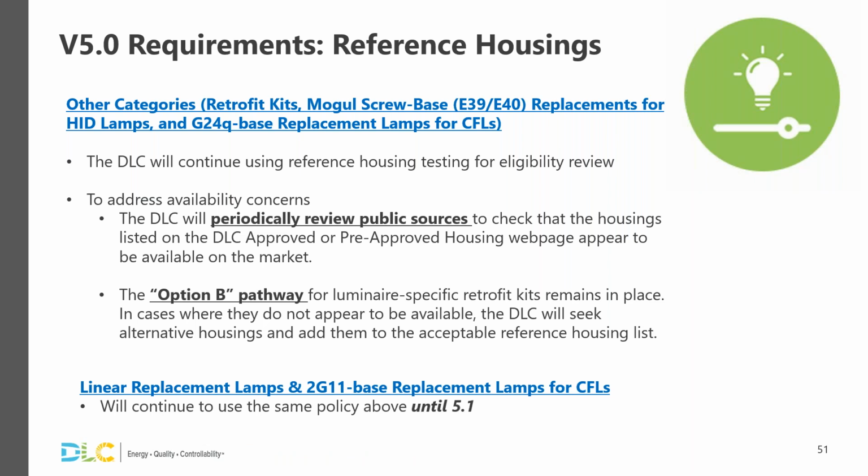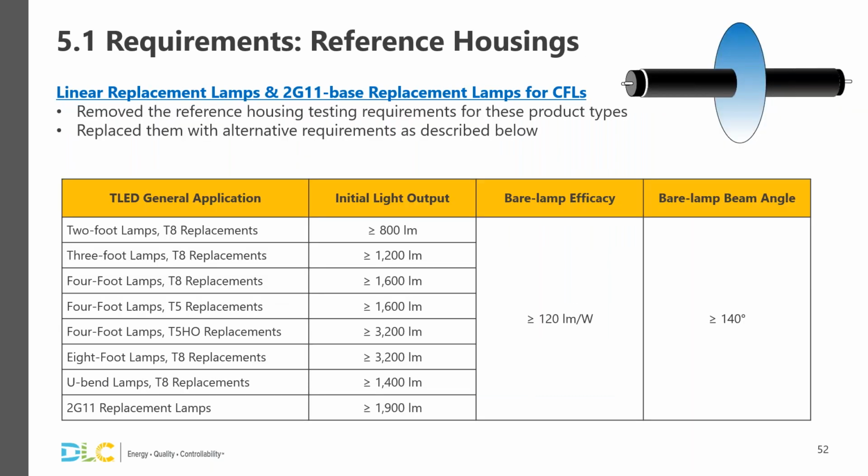This policy for 5.0 will also remain in place for linear replacement lamps and 2G11 based replacement lamps for CFLs, TLEDs as they are commonly known. So for this category for 5.0, the 4.4 reference housing policy will remain in place. However, there will be a change to this reference housing policy with a beam angle requirement in 5.1. Next slide, Axel.